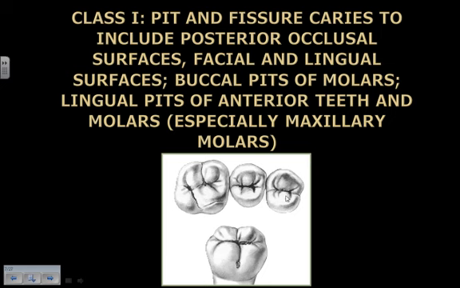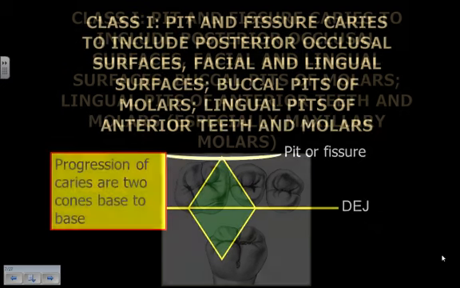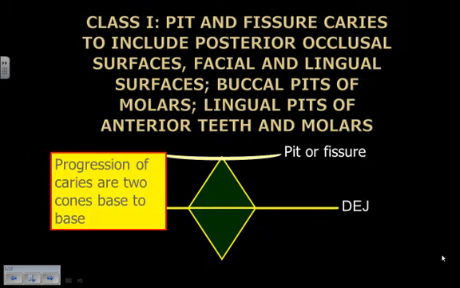On the maxillary premolars, we see a carious lesion just in the fissures and pits of the premolars. On a mandibular molar, as the lower line drawing demonstrates, while there's an occlusal carious lesion, it extends through the buccal fissure, and we have a buccal pit on the facial surface that has a carious lesion. So class 1, its definition being pit and fissure caries.